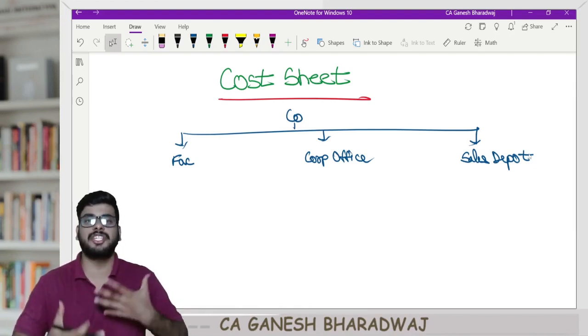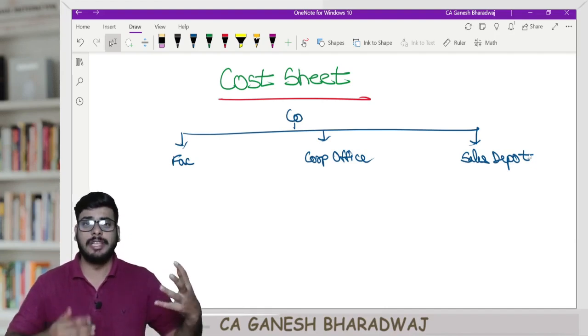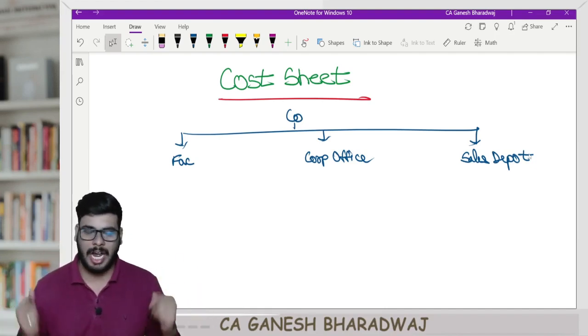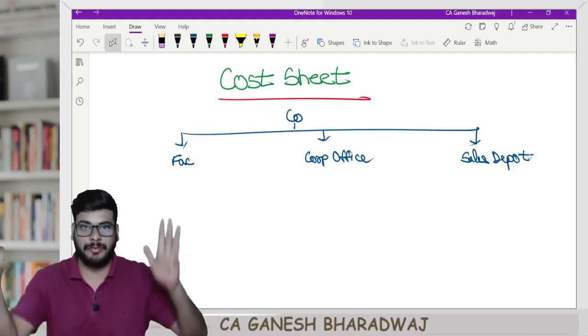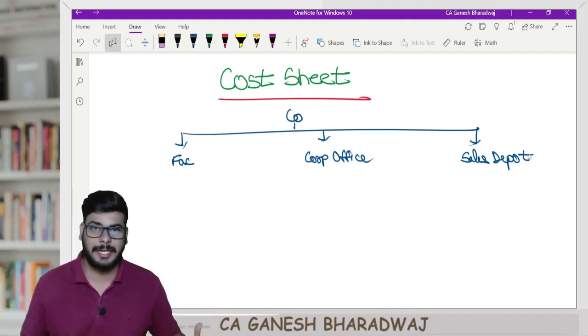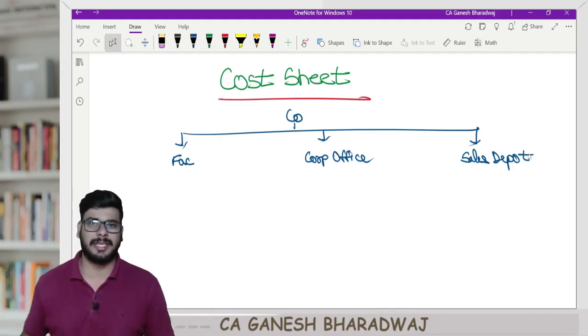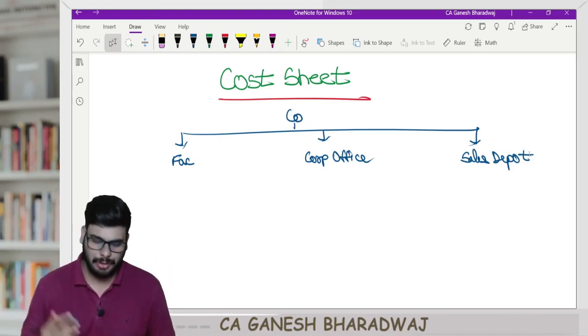The manufacturing activity happens. What happens in a corporate office? All the administration related work happens. Basically, your board of directors will meet in this area. This is the place where decision making is taken. Clear with this? And what is your sales depot? This is the place from where the goods are sold. Dispatch happens. Are you clear with this?